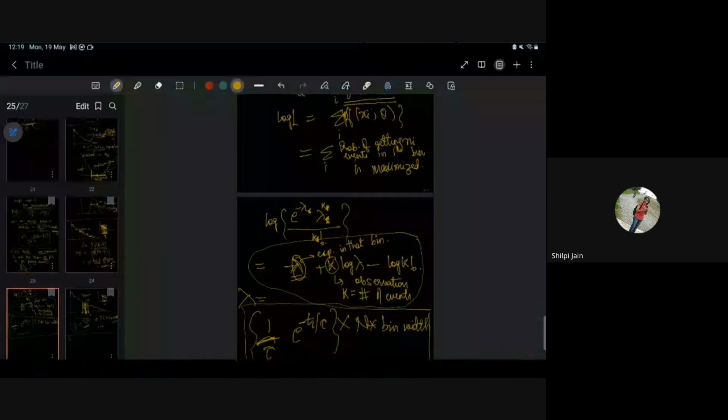So whoever has raised their hands, can you tell what value you got for the tau parameter? Okay, great. So whoever has done this exercise, you can move on to the next part of the exercise, and that was, let me check.